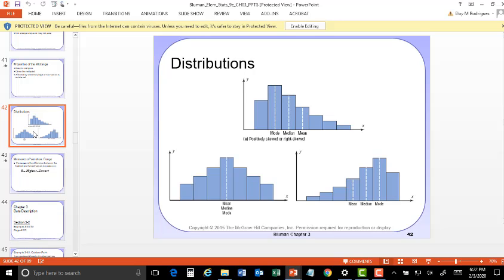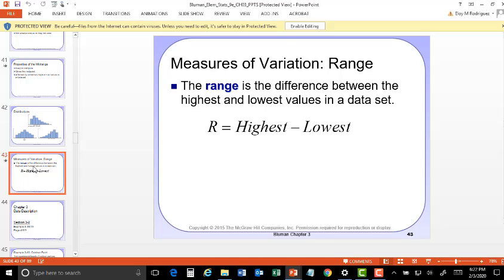Okay, this one is like this: mode, median, and mean. So now it's skewed to the right, skewed to the left. It's just definition of terms. I don't know what else they want. You do know the range, right? The range is the highest minus the lowest. I'm not sure why they're doing that now here.